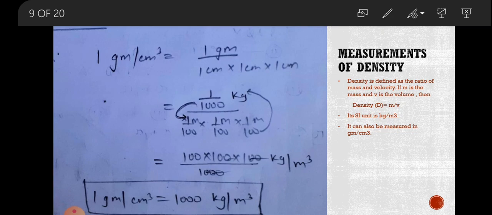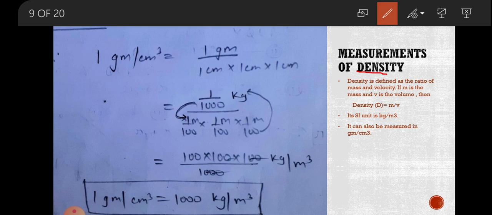In the first video, we discussed up to the measurement of the volume of irregular objects. Now, in this video, we will proceed to the measurement of density. Before getting to the topic, I would like to explain what density actually is.